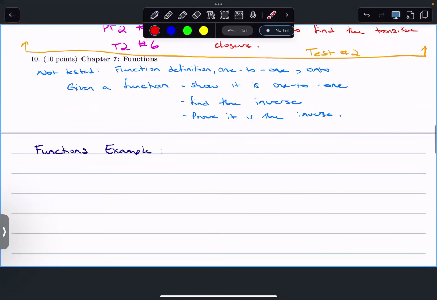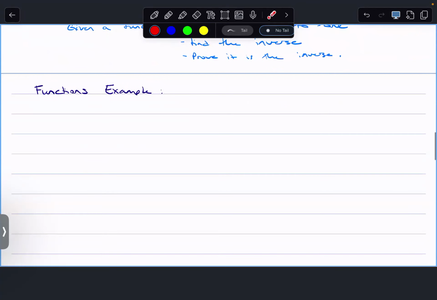I'd say the majority of your marks for functions is going to come from this, where I give you a function, you first have to show it's one-to-one, and then you have to find the inverse, and then you have to prove that it's the inverse. Do I risk it? Do I make up a function, and run the risk of there not being an inverse? All right, here we go. We'll see how I do. It might be a total flop.